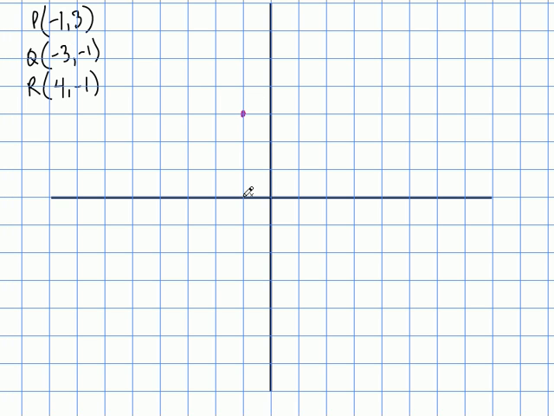And then Q is -3, -1. So -3 means go to the left 3, 1, 2, 3, and down 1. There's -3, -1. And then you got 4, -1. So you go to the right 4, 1, 2, 3, 4, and down 1 right there. Okay? And we're going to make a triangle out of this. So let's just connect the dots from there to there, and then from there to there, and then there to there. Alright, so we got a nice little triangle. Everybody good with that? Let's make this a little bit thicker just so it stands out a little bit more.